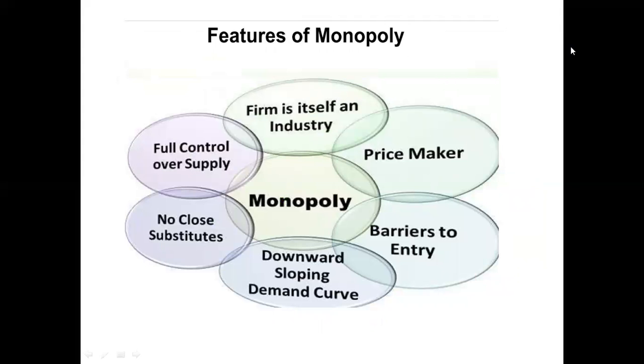Features of monopoly: the firm is itself an industry, it is a price maker, there are barriers to entry, and it has a downward sloping demand curve, there are no close substitutes, and it has full control over the supply.